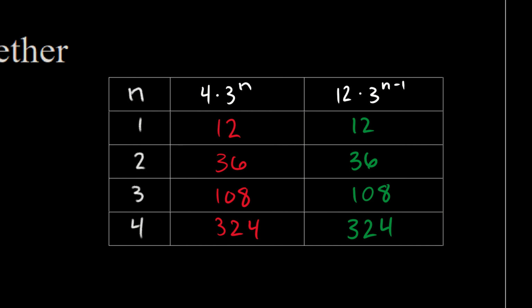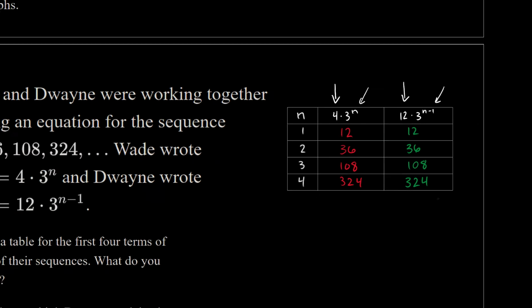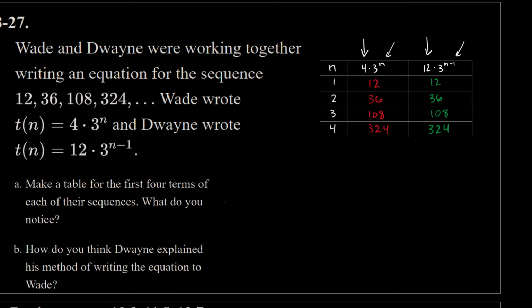One is based on the zeroth term. The zeroth term for this sequence is the number 4, and the other one is based on the first term. If we're going to use the first term, we have to do this adjustment where we raise it to a power of n minus 1. If we're going to use the zeroth term, we're just going to use the n there. Fabulous. Let's continue here. It says, how do you think Dwayne explained his method of writing the equation to Wade?